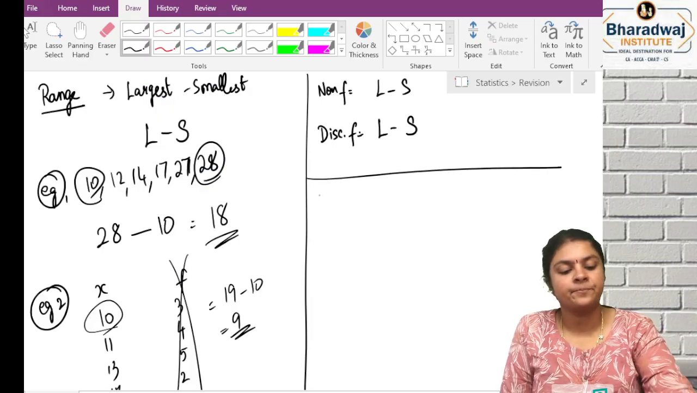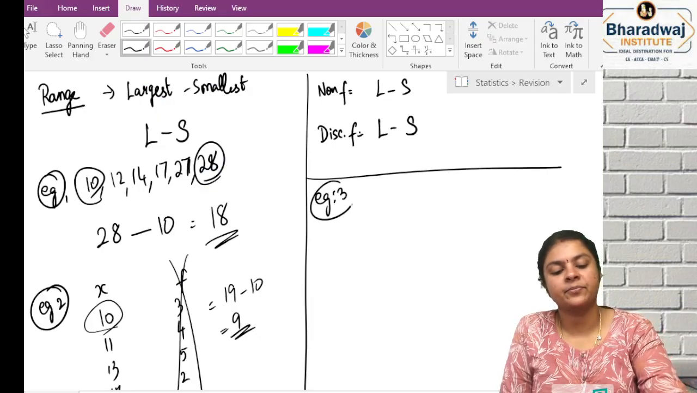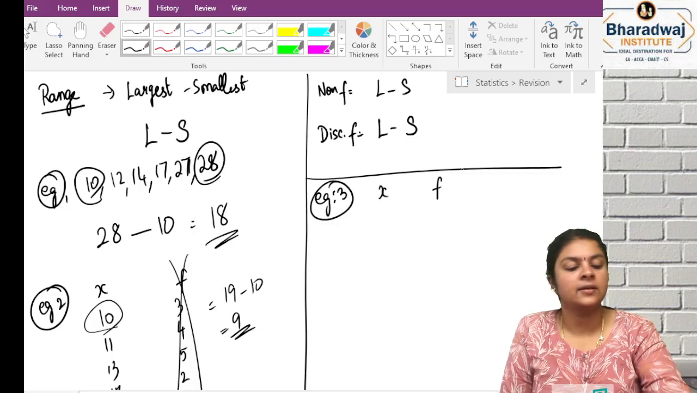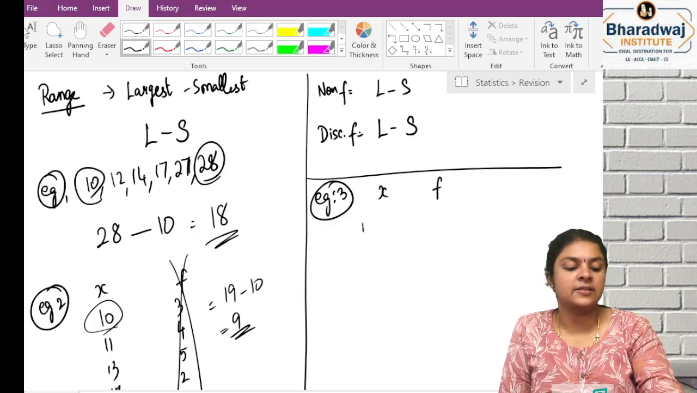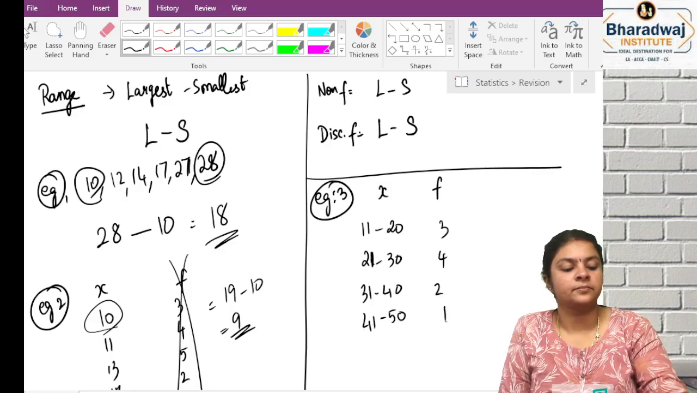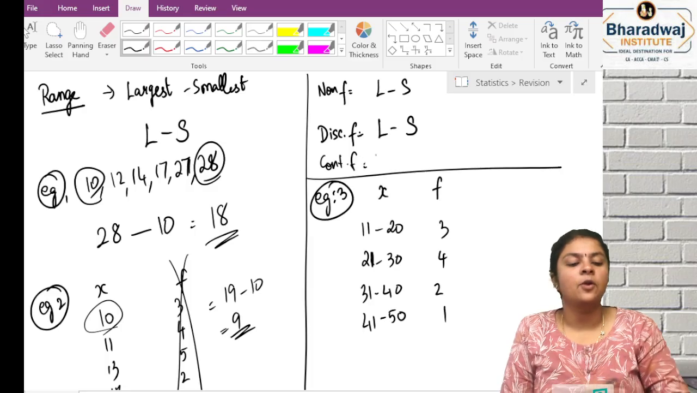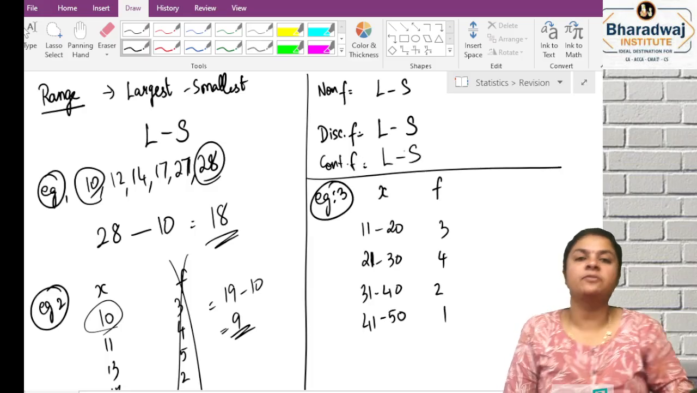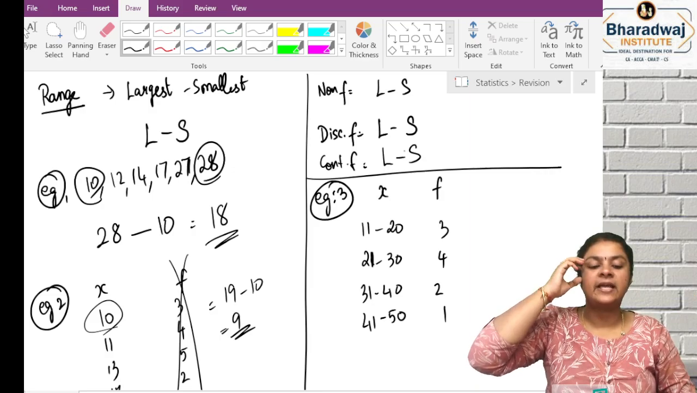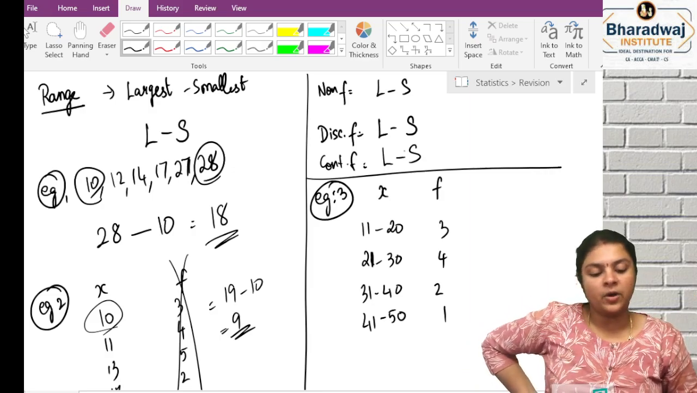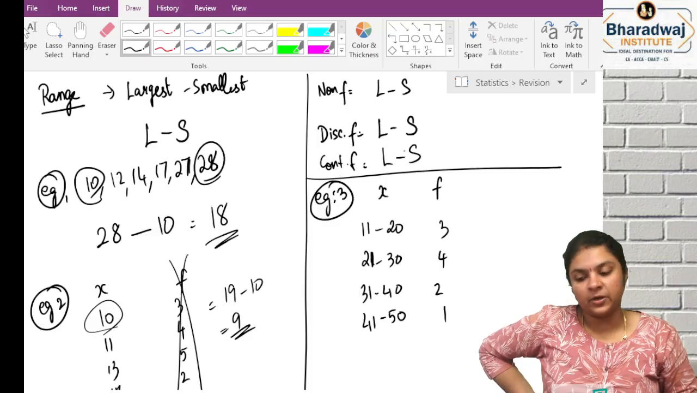In the same way, example 3, if it is class intervals, again, this is continuous frequency. What is the range? Same rule, frequency is irrelevant, range is L minus S. Now what is L? Largest value. What is the L here?